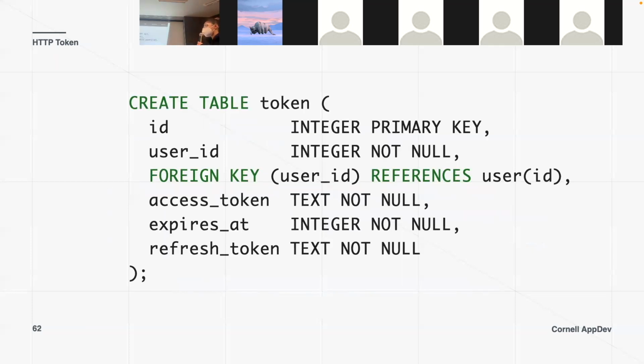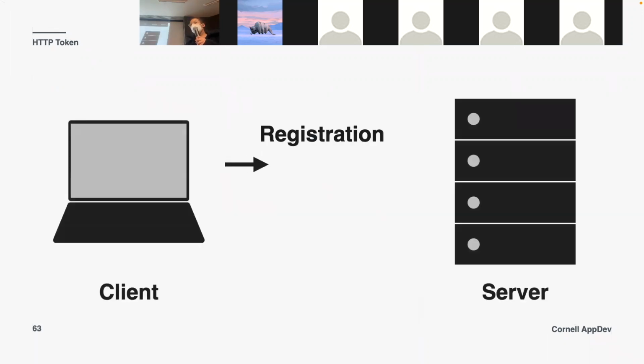So here we have our token table. And again, as I said earlier, you have the ID of the token, the user corresponding to that token, the access token itself, the date that it would expire at, and then the refresh token, with which you're able to generate new tokens in the future.